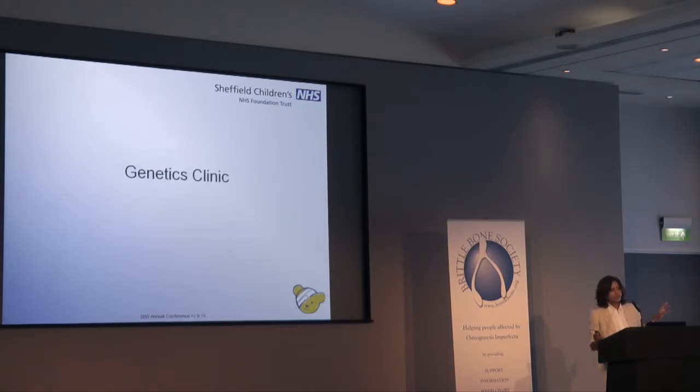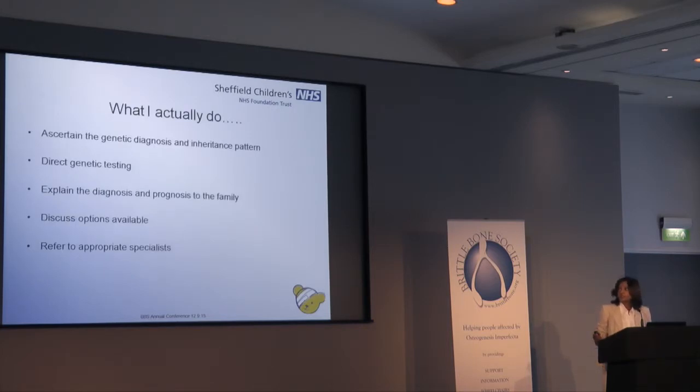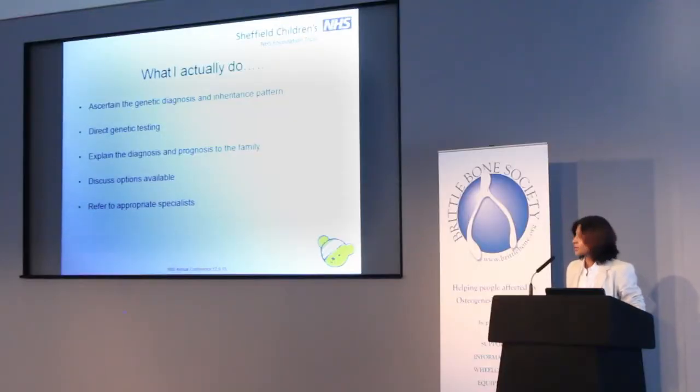So, having discussed the genetics in OI and the different patterns of inheritance, the next question is, what do we do in a genetics clinic? What do I actually do? I try to ascertain the genetic diagnosis and clarify the inheritance pattern. It's never straightforward. We try to take a detailed family history and clinical history, examine the child or adult, and then look at what might be the different patterns of inheritance. Direct genetic testing, especially because there's more than 2 genes in OI now. We try to explain the diagnosis and prognostic information to the family, and discuss the various options available, including prenatal genetic testing, pre-implantation genetic diagnosis, and refer to appropriate specialists.